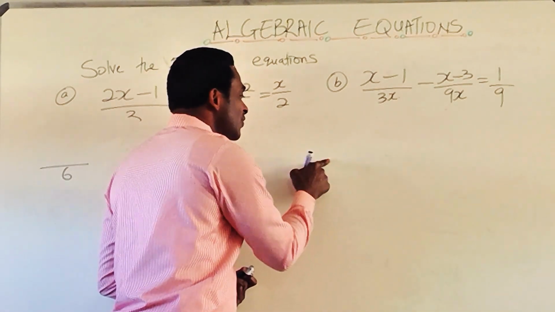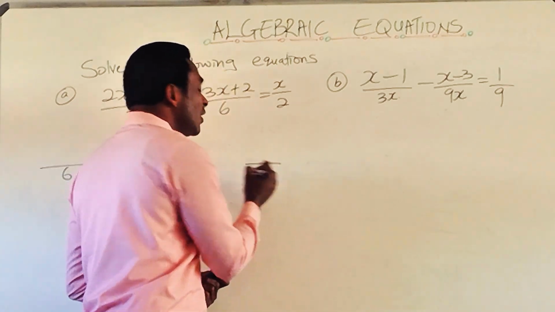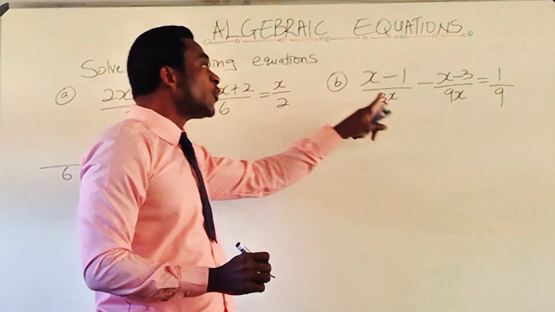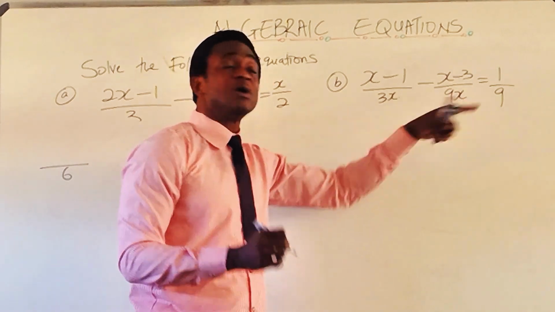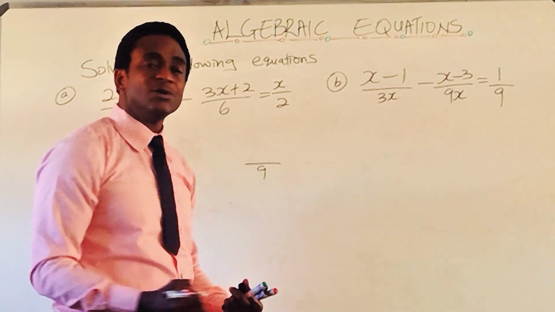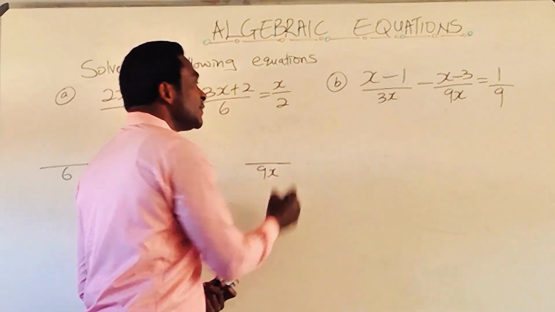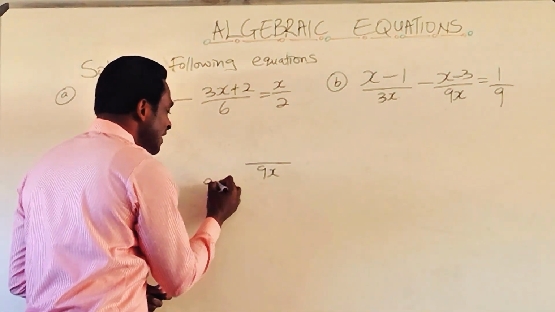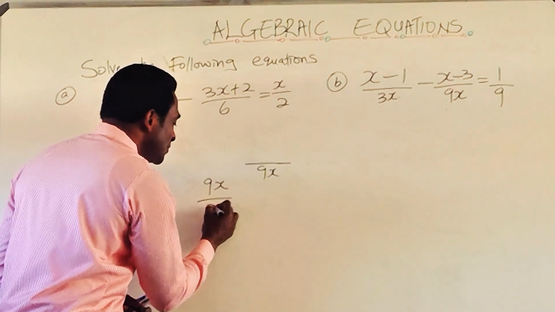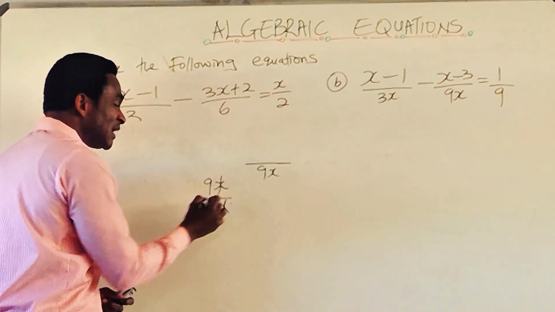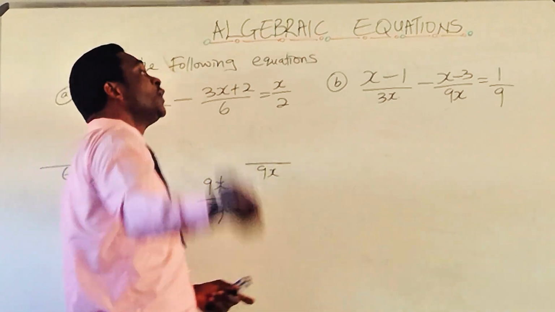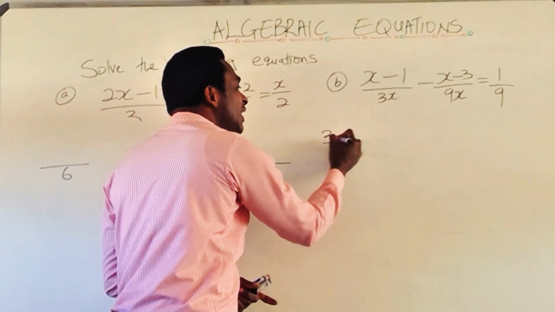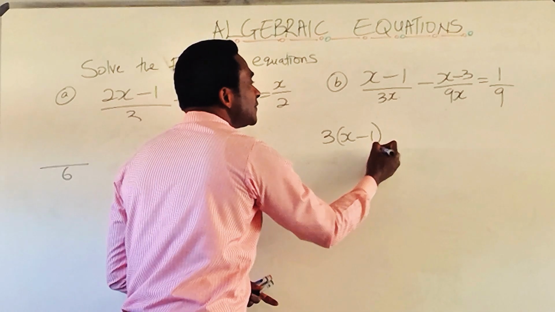We have 9. All of them can divide 9. We now go to the variables x and x. What is that number that they can divide without a remainder? We have x. So we start dividing. The LCD is 9x divided by the first denominator. x cancels out x. 9 divided by 3 is 3. Multiply with the numerator. We have 3 times the numerator.